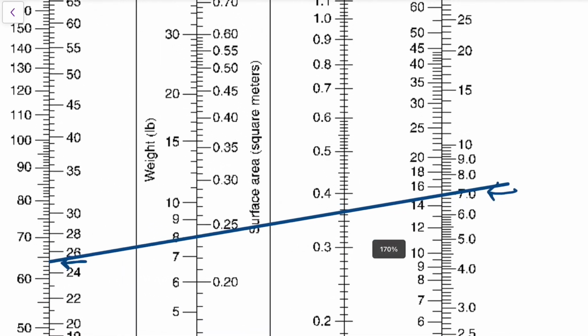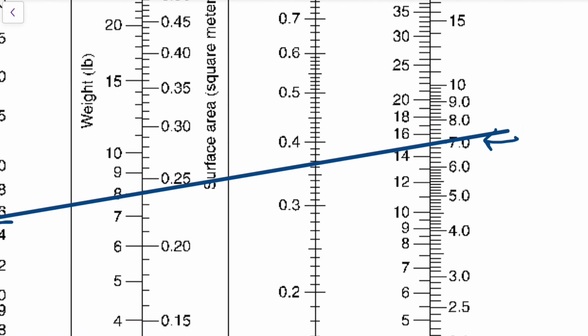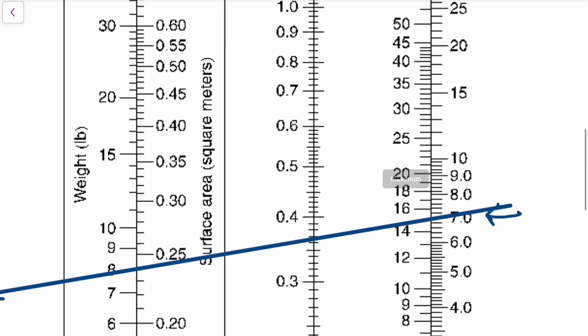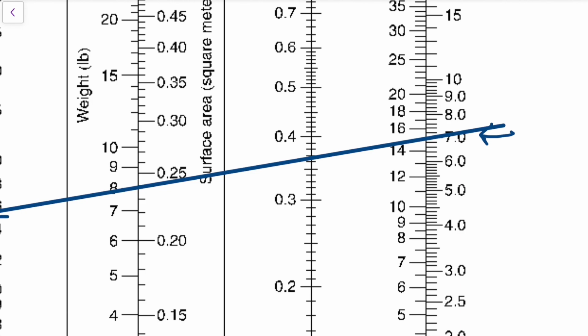Okay, and then I'm zooming in here. And again, I'm looking at the dashes between the 3 and the 4. 1, 2, 3, 4, 5, 6, 7, 8, 9, 10. They're each worth 0.1. So it's pretty close to that top line. I'm going to say it's 1, 2, 3, 4, 5, 6, 7. I'm going to say it's 0.37 meters squared.